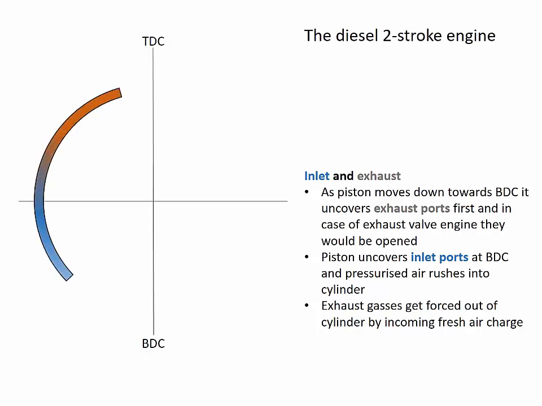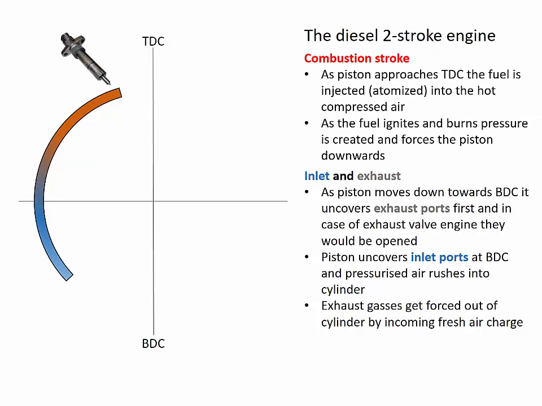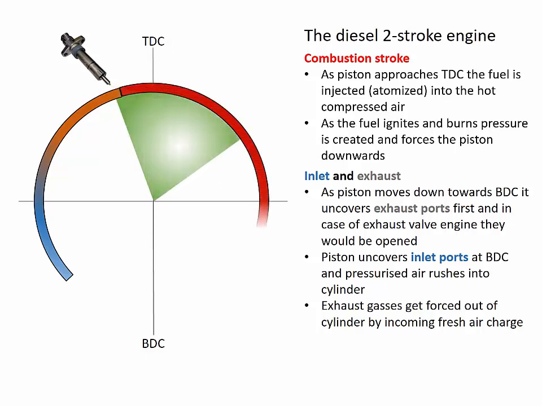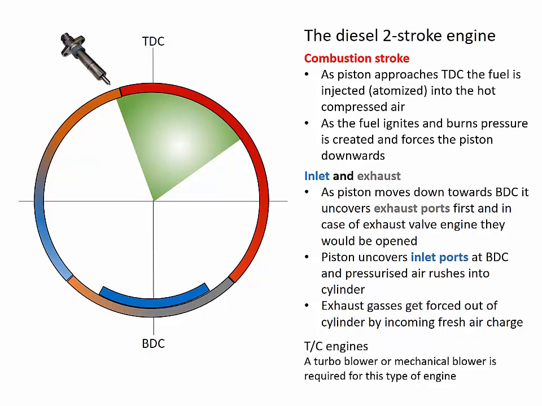Once the compressed air and the piston have reached nearly top dead center, it's time to add the fuel. The fuel injector is used to inject the fuel or atomize the fuel into the hot compressed air. The sole job of the injector is to create very small droplets sprayed into the combustion space. This allows for the droplets of fuel to mix very well with the molecules of air inside the cylinder. So good air-fuel mixing and add some heat to it, and we end up with combustion. As the fuel ignites and burns, the pressure is created and forces the piston downwards.